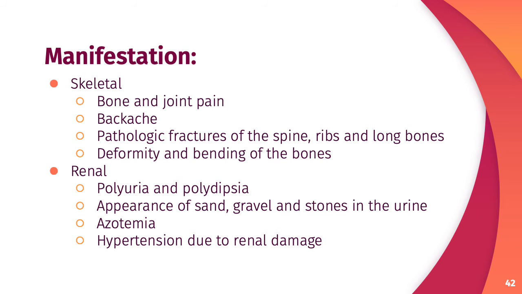For its manifestations, you can have skeletal manifestations, which include bone and joint pain, backache, pathological fractures because your bones are giving off too much calcium, ribs, long bones, deformity and bending of the bones. In the renal system as well, so in your kidneys, you'll have polyuria, polydipsia, appearance of sand or gravel stone in the urine. You have azotemia, hypertension due to renal damage.